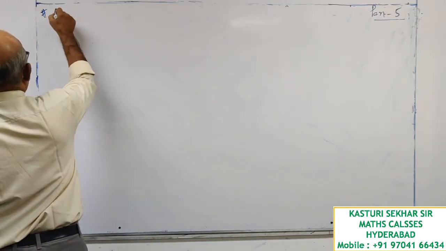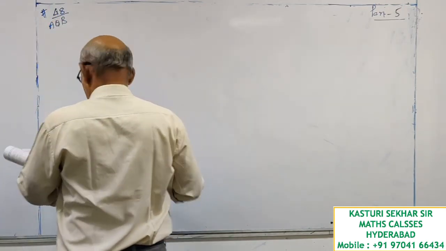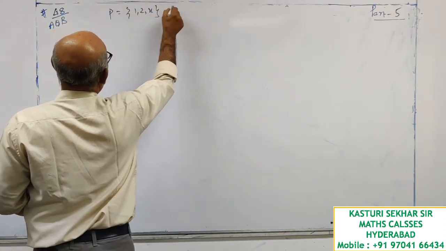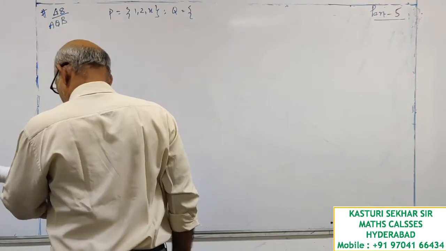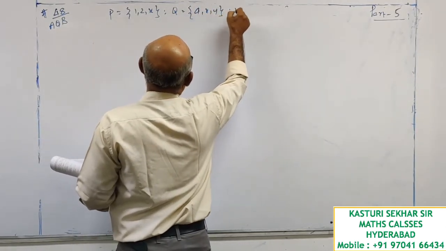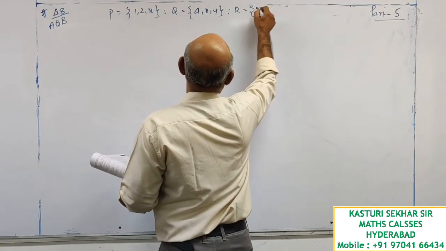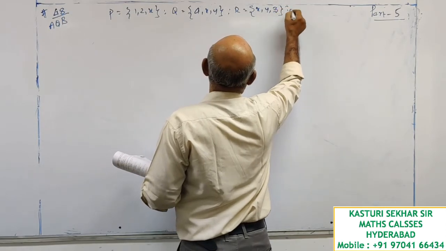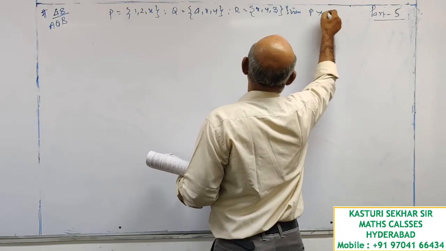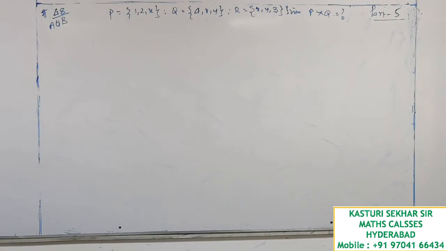Now let us see question number 48, additional question bank. P is a set having three elements 1, 2, x. Q is a set having elements a, x, y. R is a set having elements x, y, z. Then P cross Q is equal to what?